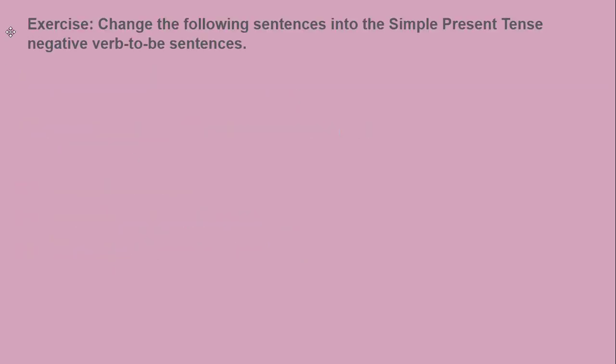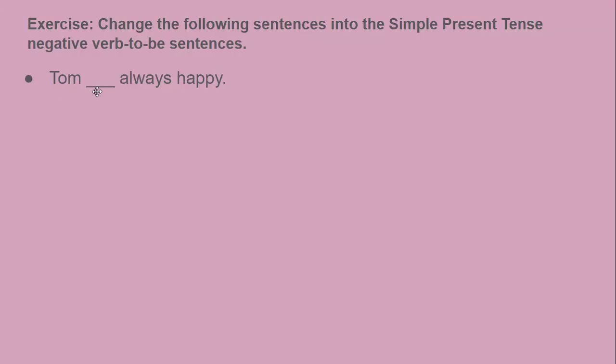So the exercise is as follows. Change the following sentences into the simple present tense negative verb to be sentences. So we need to change the following sentences and make them negative verb to be sentences in the simple present tense. Let's start with the first sentence.